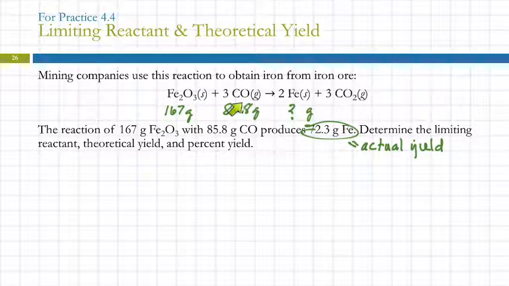I've been given masses of 2 reactants. That tells me I've got a limiting reactant problem. Any questions yet? So I need to do 2 calculations, one going from this reactant to a mass of iron, and the other going from this mass of reactant to a mass of iron. And then I'm going to find out which one is smaller, and that is my theoretical yield.